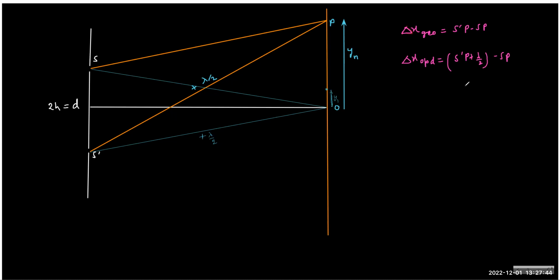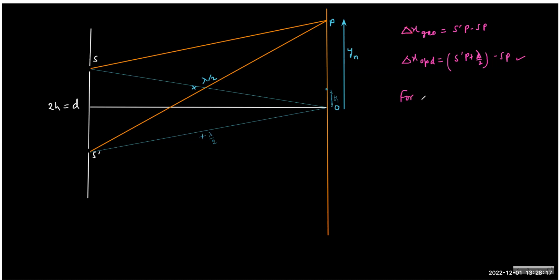Yes, sir. And if a medium comes, then that will be considered separately. So we are not considering the medium change. We are still considering that it's air only. So the way of writing will change. It is S dash P plus or minus lambda by 2 minus SP. So we always use this relation for the condition for maxima and minima.